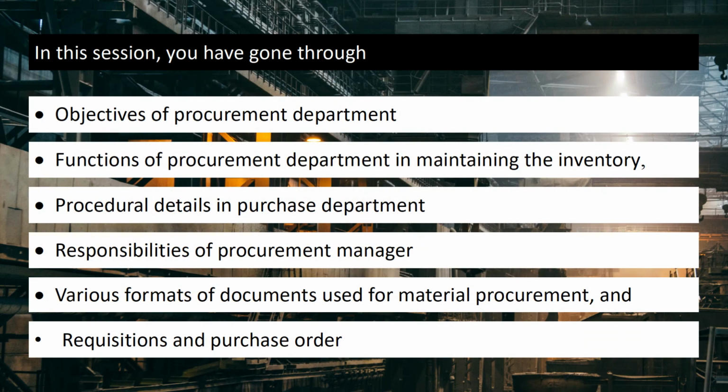So in today's session, we have gone through the objectives of the procurement department, functions of the procurement department in maintaining the inventory, and procedural details in the purchase department. What are the responsibilities of the procurement manager? Various formats, just like we have seen the requisition, the purchase order, and the acceptance or rejection document. Then we have also studied the requisition and the purchase order. Thank you.